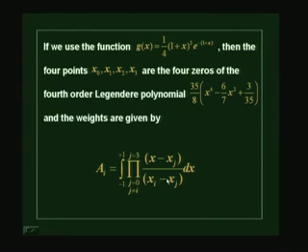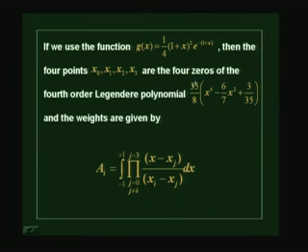So, now if you choose the 4th order Legendre polynomial, which you have to use now, that will be this. We will choose the first 4 zeros of that Legendre polynomial as the 4 points. And then the weights will be given by this integral, correct. So, that is what you would be using.